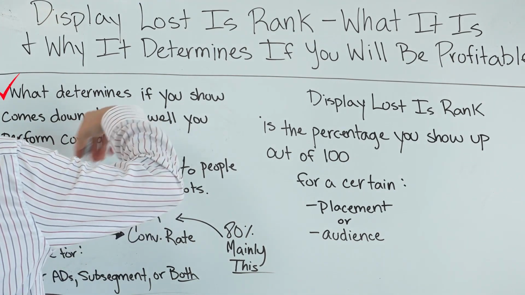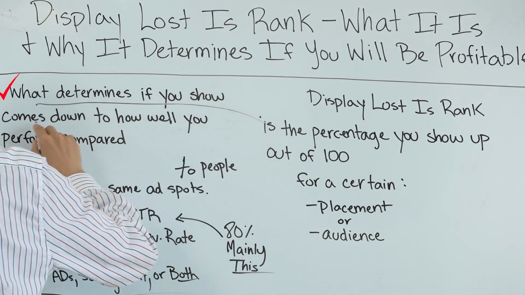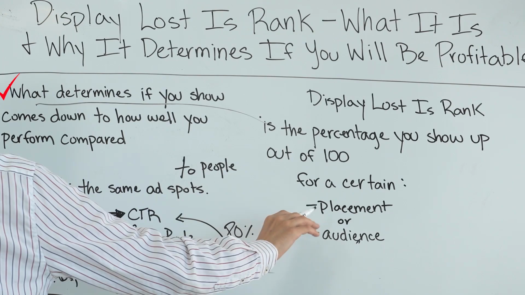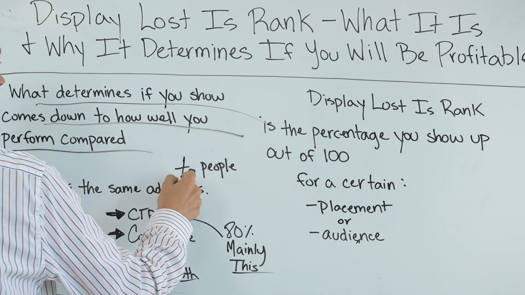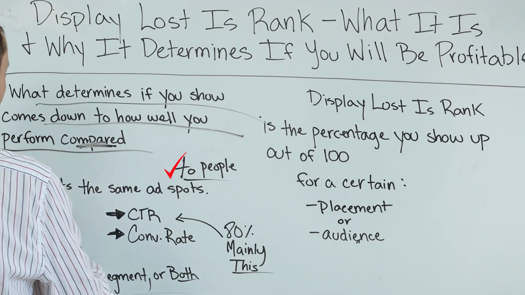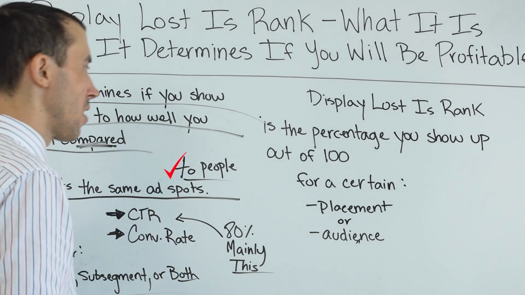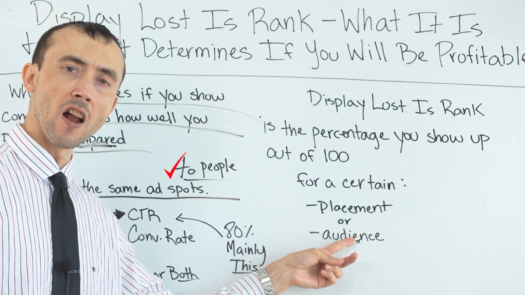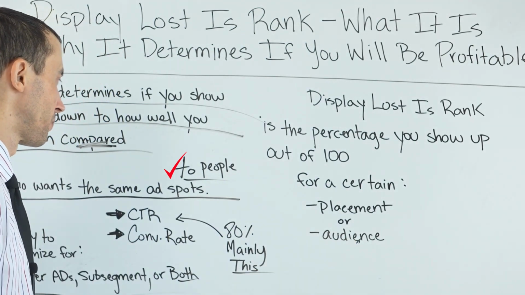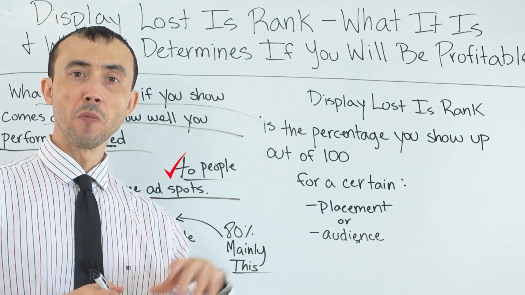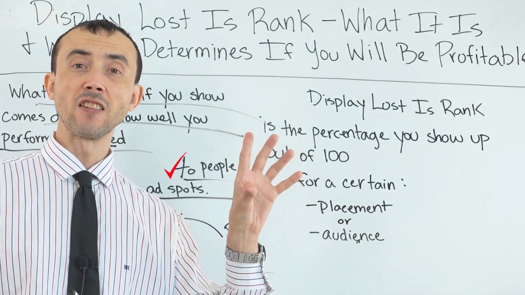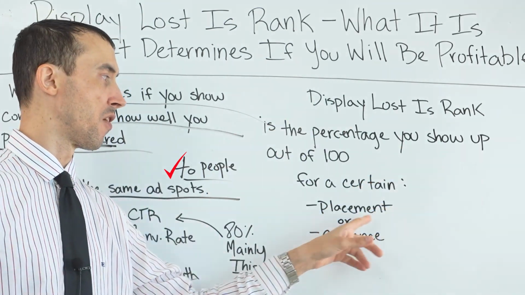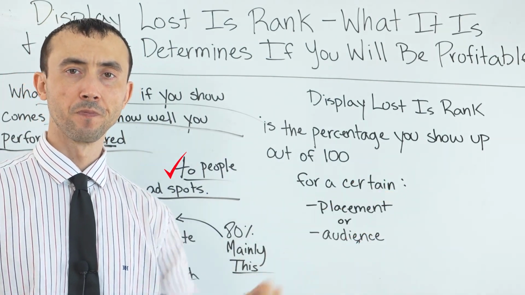But with that said, going back to display lost rank, what determines if you show 100% of the time for the website you're trying to show up on, or for a certain audience you're trying to show up in front of, comes down to how well you perform compared to who wants the same ad spots on certain websites that you may be targeting, if you're targeting certain placements, or in front of the same people on this audience list that you have that you want to get in front of. Naturally, if somebody is willing to pay a lot more per click, they could have an ad that's not as good as yours and still show up a lot more than you're showing up for that audience or on that website or ad spot on a website that you want to show up on.